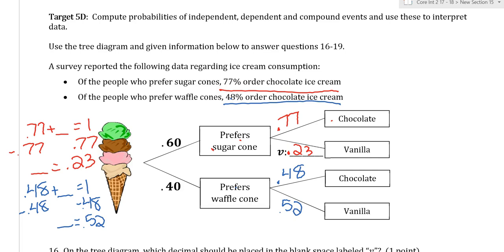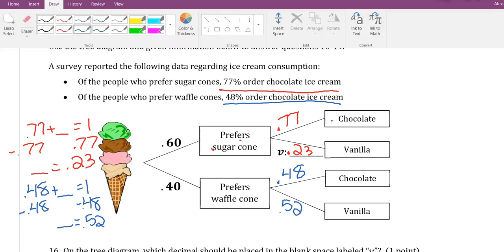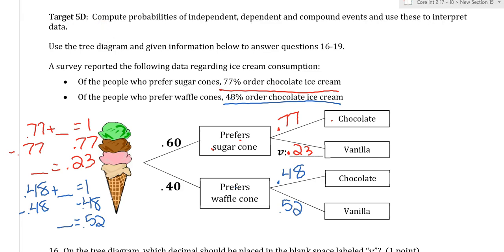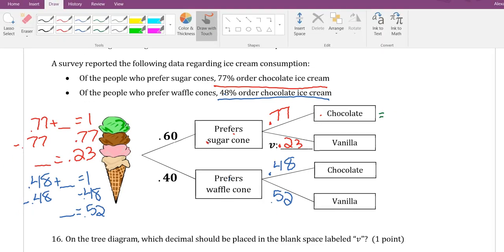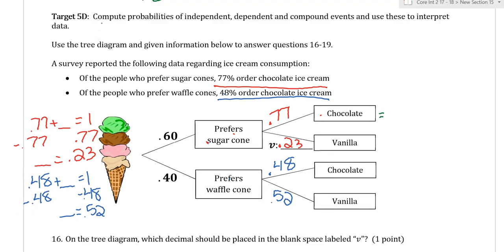The last thing I'm going to do in order to finish filling in my table so I can answer my questions is find the numbers at the end. And remember, we multiply to find those numbers. So I have prefer sugar cone and chocolate, and it's going to be 0.6 times 0.77, which, when we multiply those together, we get 0.462. And again, you can always use a calculator for that.